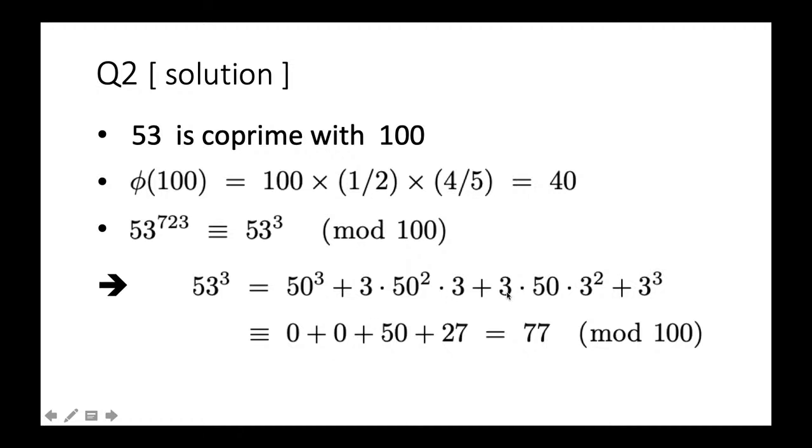This one is an odd number, 27, times 50. So we take away all the even numbers times 50, and we get 50 left, because all the even numbers times 50 give a multiple of 100. So this is equal to 50 modulo 100. And 3 to the power 3 is 27. So 50 plus 27 is 77.